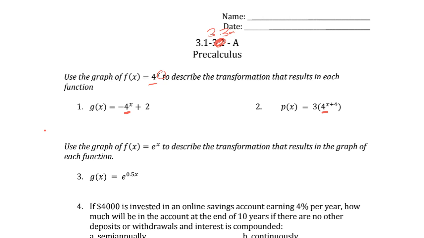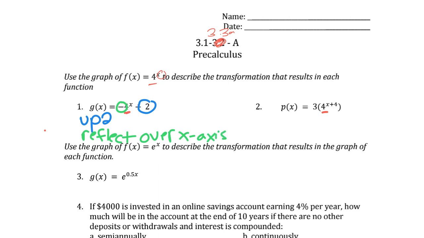So for the first one here, I notice this plus 2. That means it's going to go up 2. And then I'm looking at the negative in front of the 4. So that means it's outside. That means it has to do with something vertical, and it's a negative, which is a reflection. So if it's reflecting vertically, it's reflecting over the x-axis.